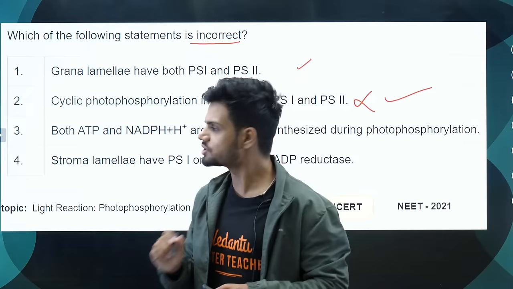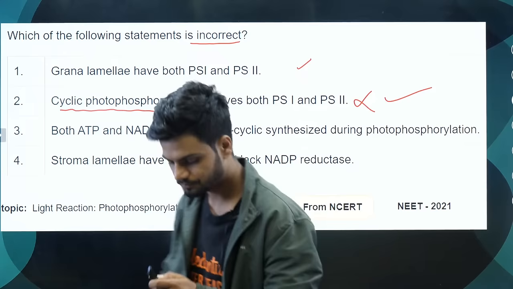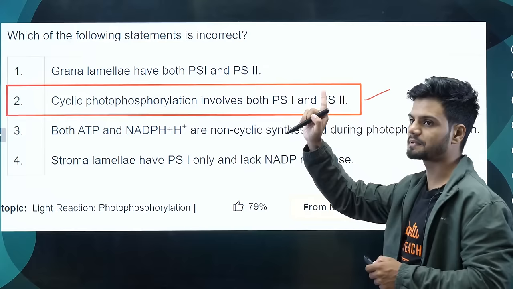Tell me in the chat, in cyclic photophosphorylation, do we have PS1 or do we have PS2? That is going to be your homework question also. Okay, this is your incorrect statement. Both are not present, only one photosystem is present. Tell me which one.